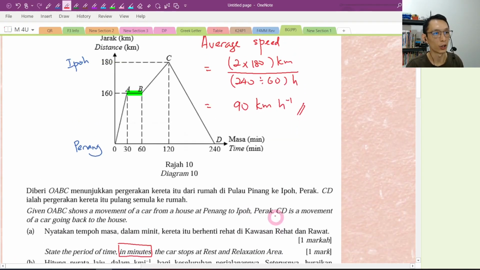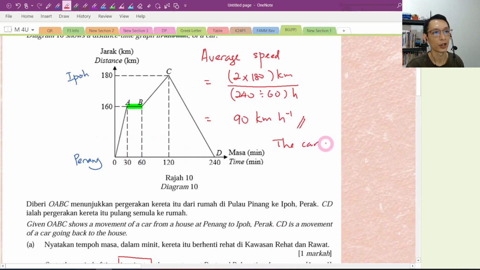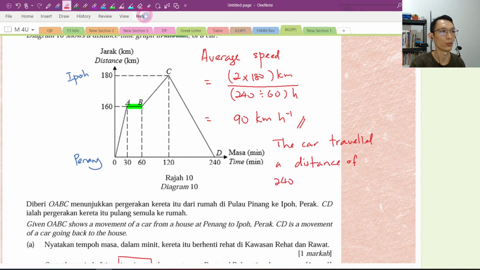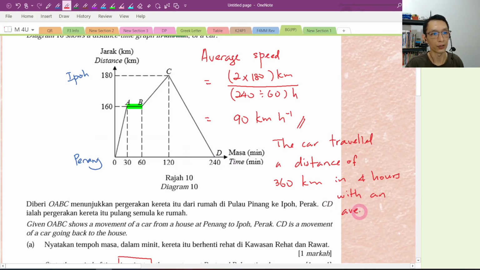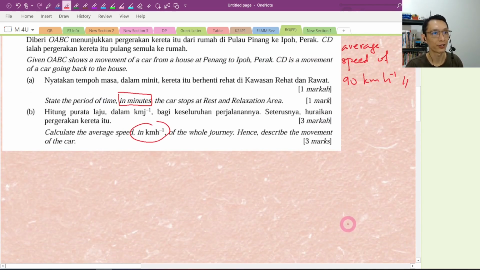We want to describe the movement of the car. So we can say the car travel a distance of 240, sorry, not 240, 360 kilometer in 4 hours. 240 minutes is 4 hours with an average speed of 90 kilometer per hour. Okay, now let's move on to the second question.